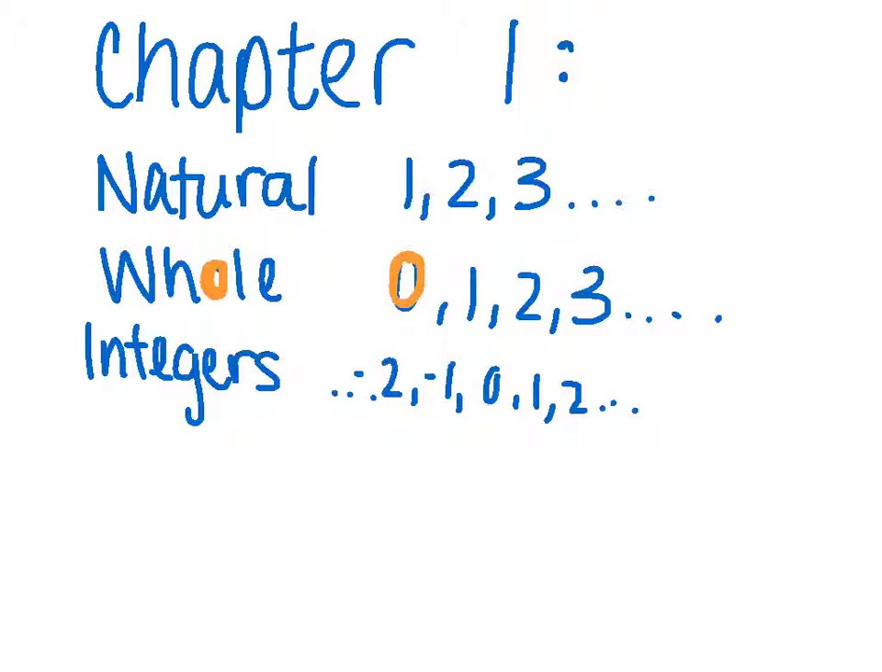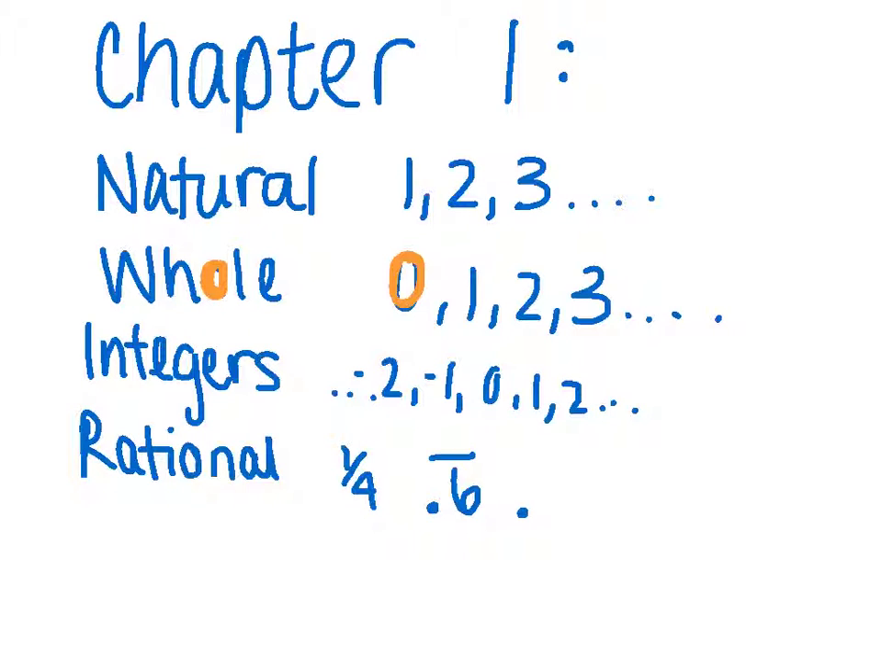And then our next set were the rational numbers. Now the rational numbers can include decimals or fractions. The decimals have to either be terminating, meaning at the end, or repeating. So things like 1/4 or 0.6 repeating or 0.125. Those are all rational numbers.